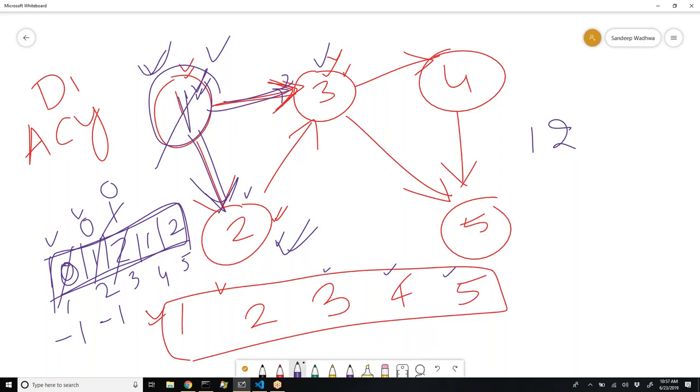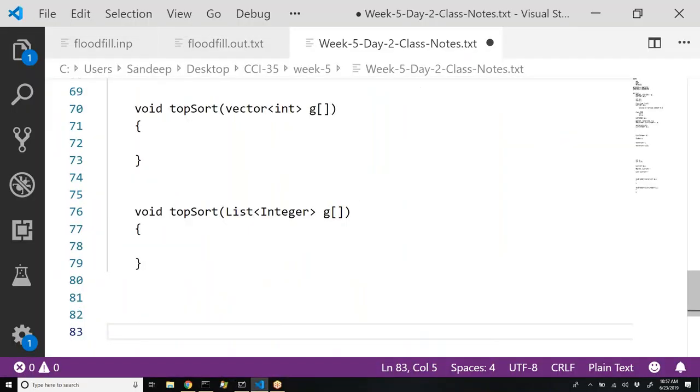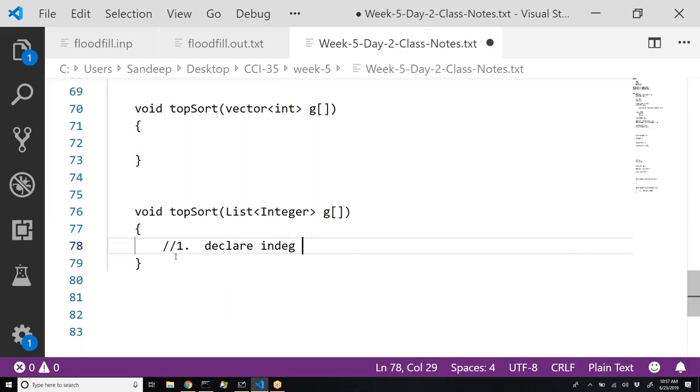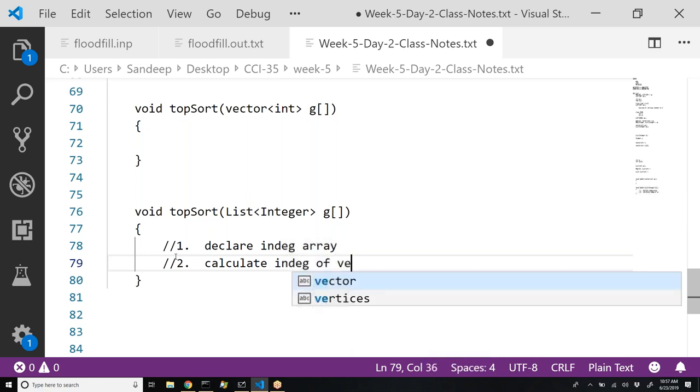Yes. If you remove an edge between 2 and 3, yes. Good question. So in the system, if we formalize the steps that we discussed, can somebody tell what is the first step we did? Given a graph, we want to do so that we can evaluate the approach. First step was: calculate in degrees, in degree array for every vertex.